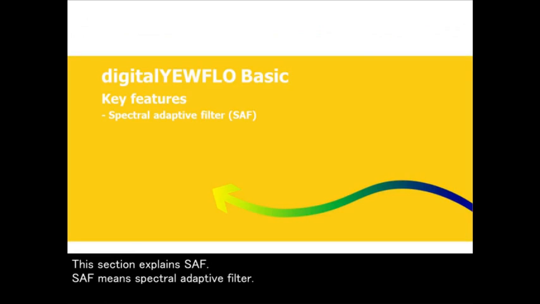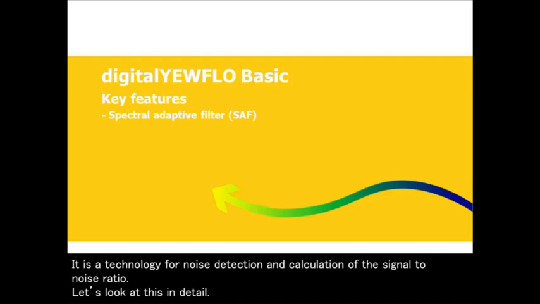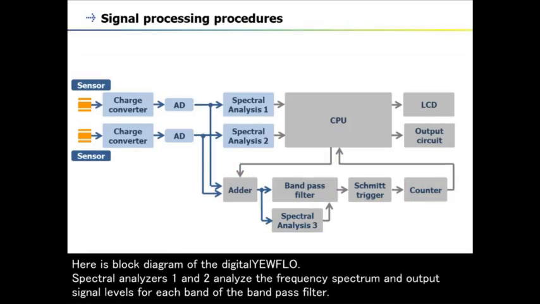This section explains SAF. SAF means Spectral Adaptive Filter. It is a technology for noise detection and calculation of the signal-to-noise ratio. Let's look at this in detail. Here is a block diagram of the digital UFlow.